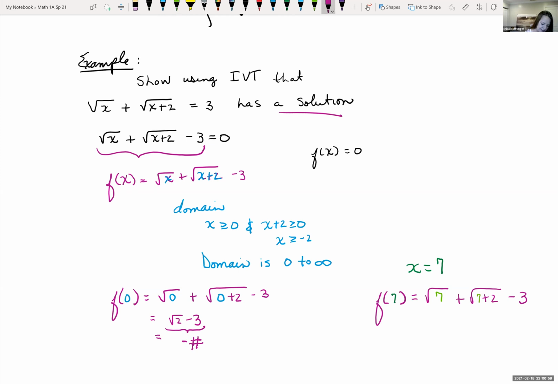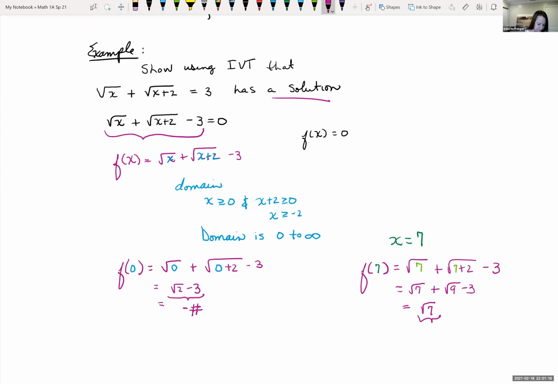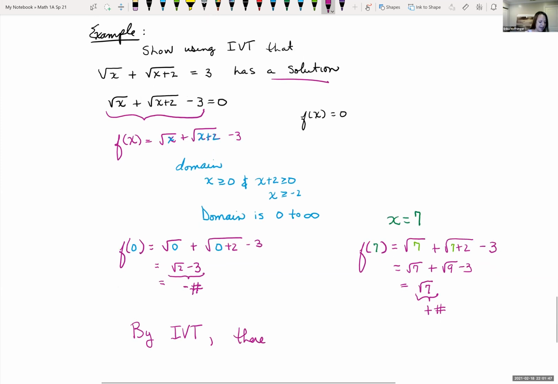And so simplifying this, I get the square root of 7 plus the square root of 9 minus 3. Well, the square root of 9 is 3, minus this 3 is 0. So this is the square root of 7. This is equal to a positive number. And so by the intermediate value theorem, because those are opposite signs, there has to be some value between 0 and 7 that crosses the x-axis. So we found, and it's at least one, that this has a solution.